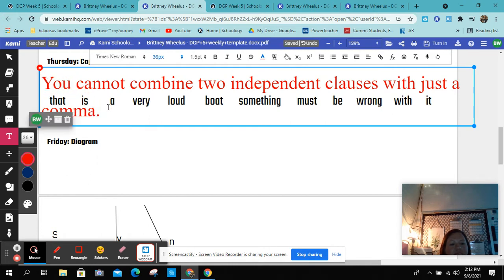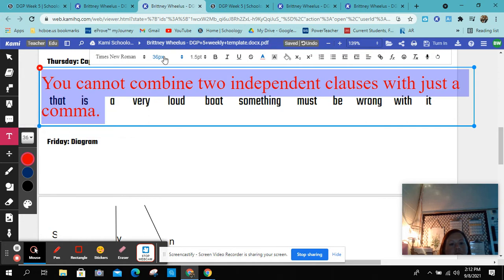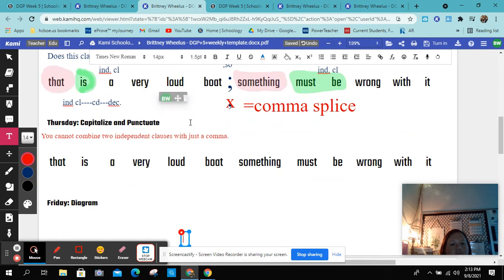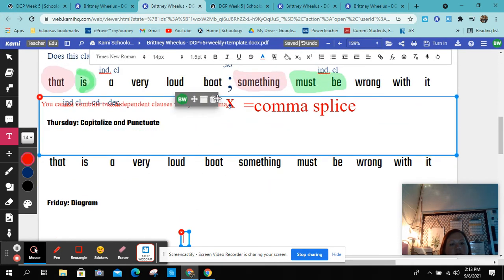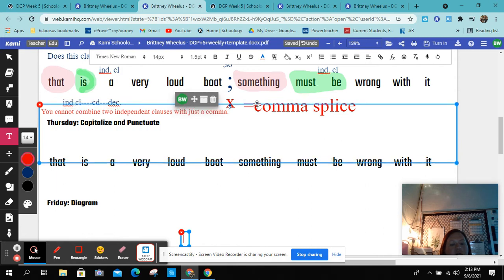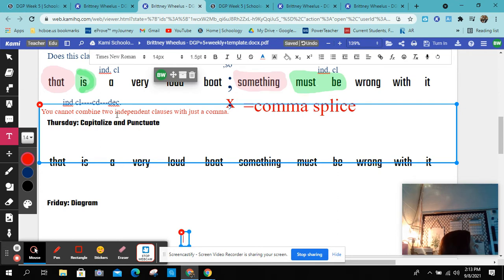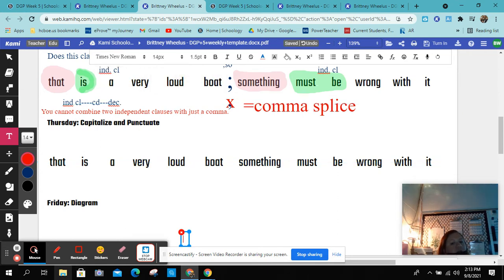You can't do that. But see, that's where you've got to know that you've got two independent clauses. People try to stick commas everywhere, and you just can't do it. So I wrote up here, you cannot combine two independent clauses with just a comma.